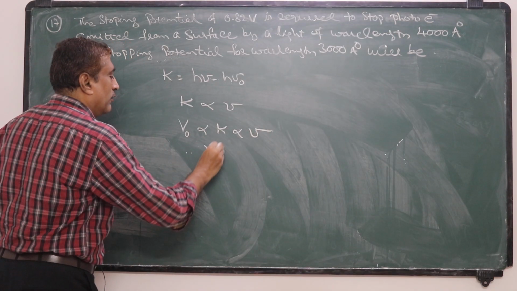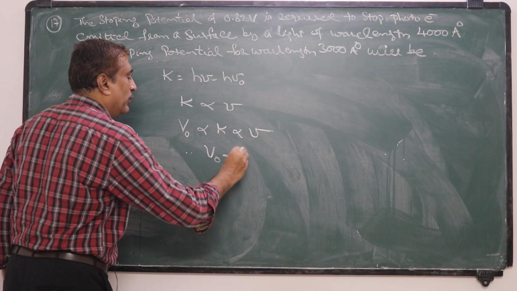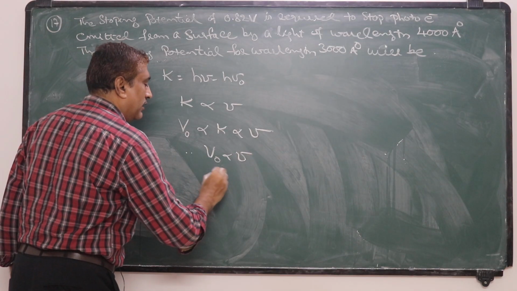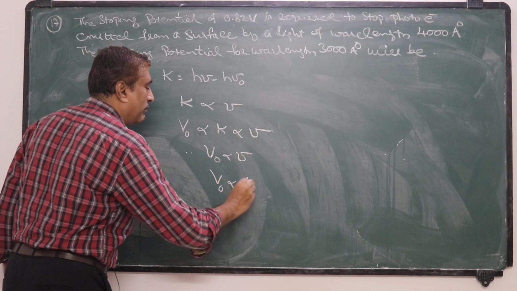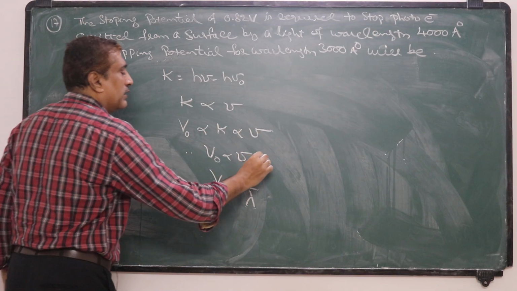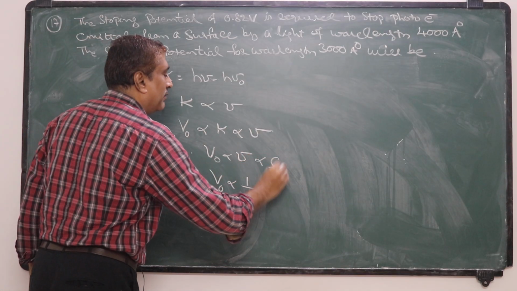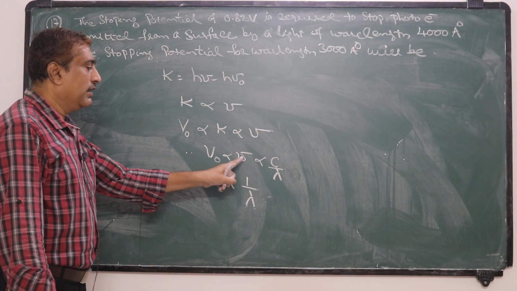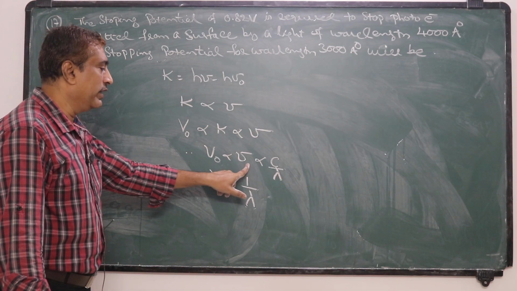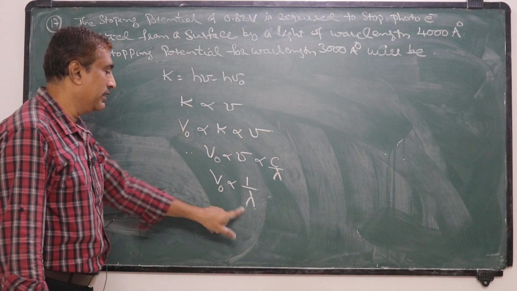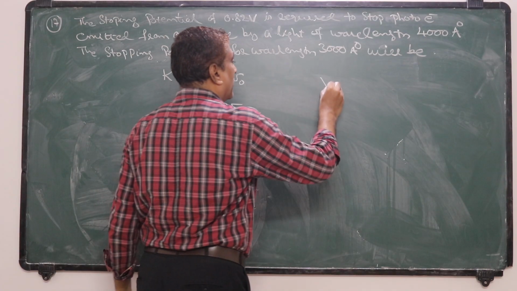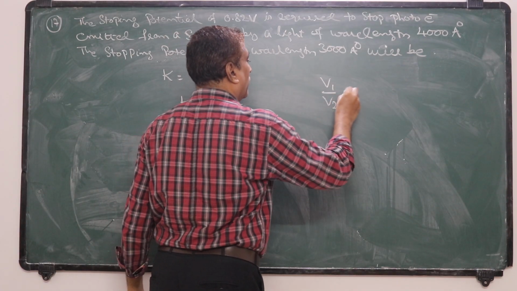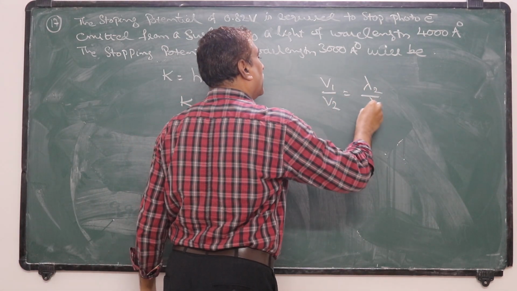Therefore we can write V naught is proportional to nu, and that is V naught is proportional to 1 by lambda, because nu is c by lambda. Because it is directly proportional to frequency, it means inversely proportional to wavelength. So from this we can write V1 by V2 is equal to lambda 2 by lambda 1.